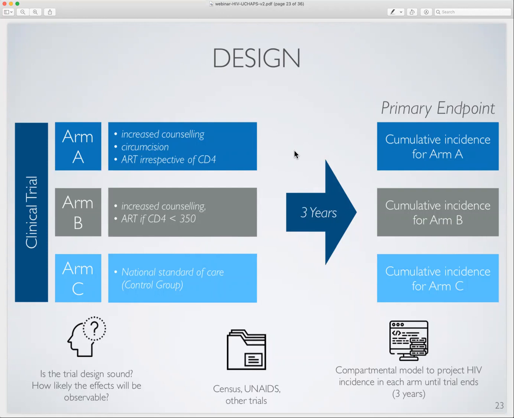So the investigators wanted to make sure that, considering what we already know about the population behavior of the participants, the current state of the HIV epidemic, the intrinsic effect of antiretroviral therapy and of circumcision, okay, what would it be like? Would we be likely to see an effect between those three arms after 3 years? So, in other words, you really want to avoid making mistakes in the design of your multi-million-dollar trial.